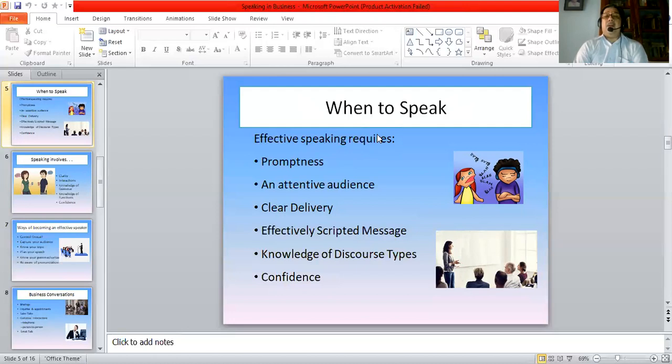So, promptness. Be ready and prepared to pitch in or to speak whenever you are called upon to do so. In general, if you are nervous, hanging back, or unprepared, and you think you are unprepared, you will be hesitant and you're not going to make an effective contribution if you're called upon to speak. So be prepared and prompt.